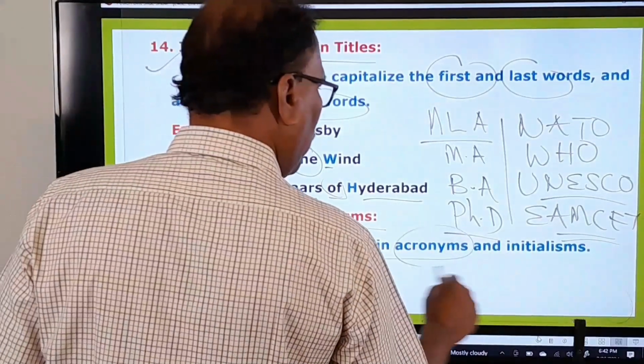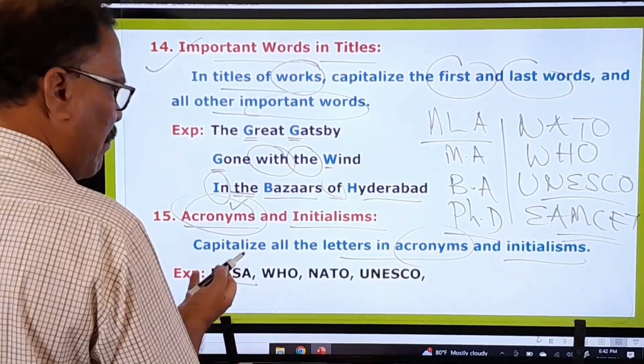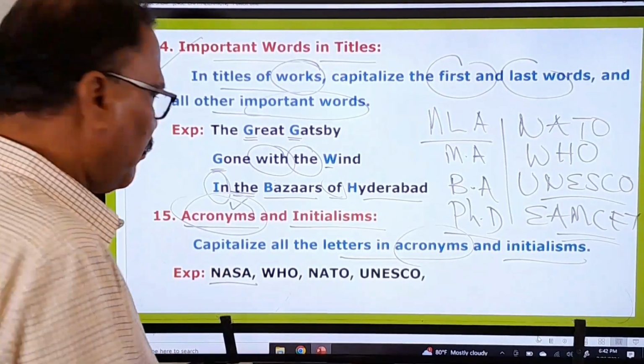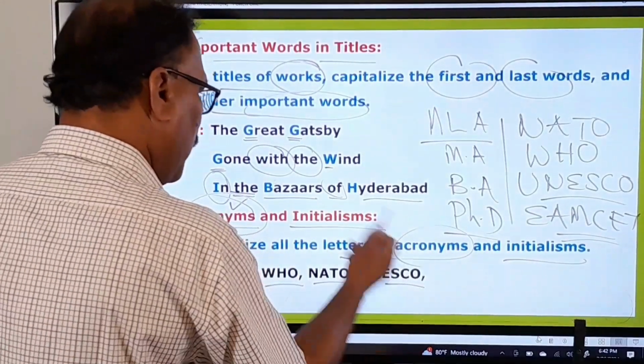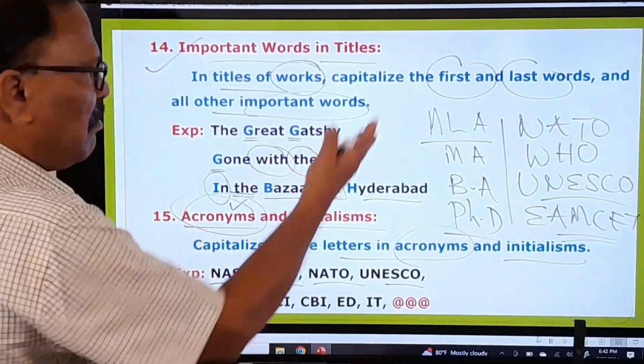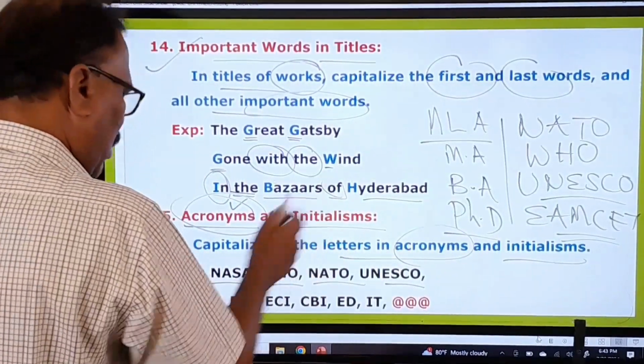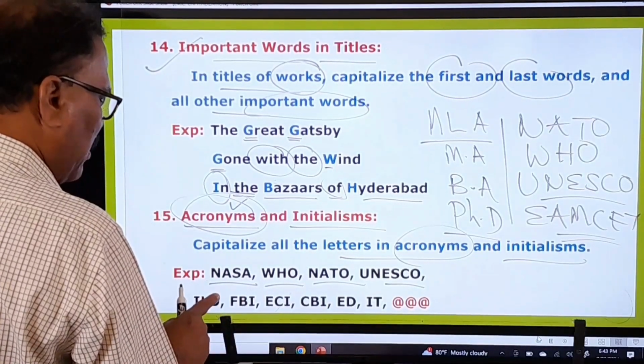All the letters of acronyms and initialisms. Initialisms means abbreviations. See, NASA. You don't say it letter by letter. WHO, NATO, UNESCO: these are all acronyms. And here initialisms means what? Ordinary, what you call abbreviations. Initialisms means ILO, International Labour Organization, FBI.